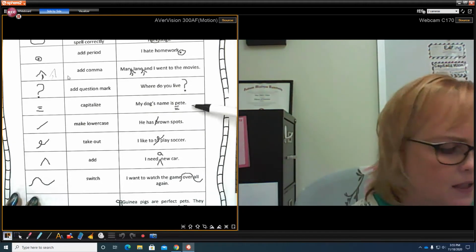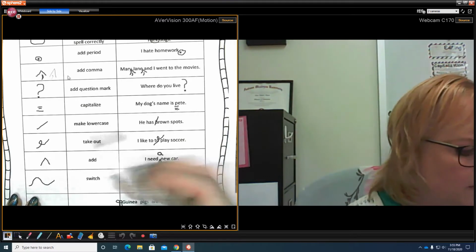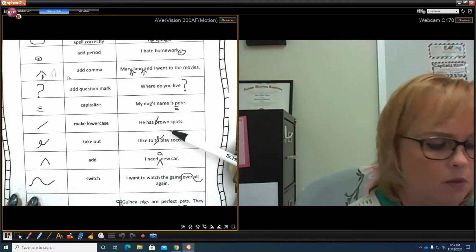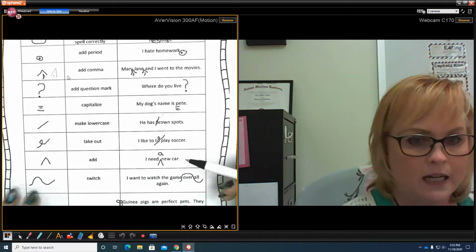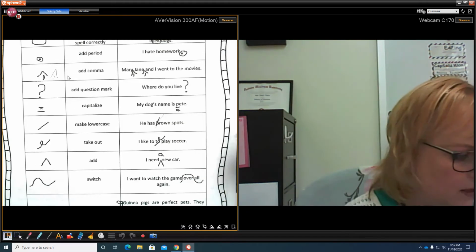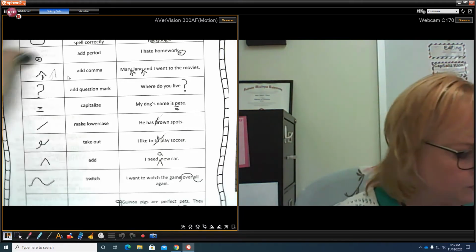Capitalization, if something needs capitalized, you put 3 lines under the letter. If something is capital and it needs to be lowercase, you'll see a slanted line through it. If you want to take something out instead of completely erasing it, all you have to do is do a loop-de-loop and pull like you're pulling it out.